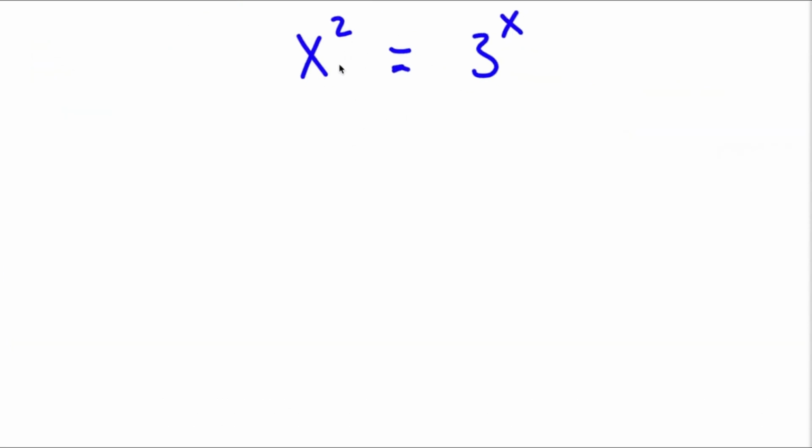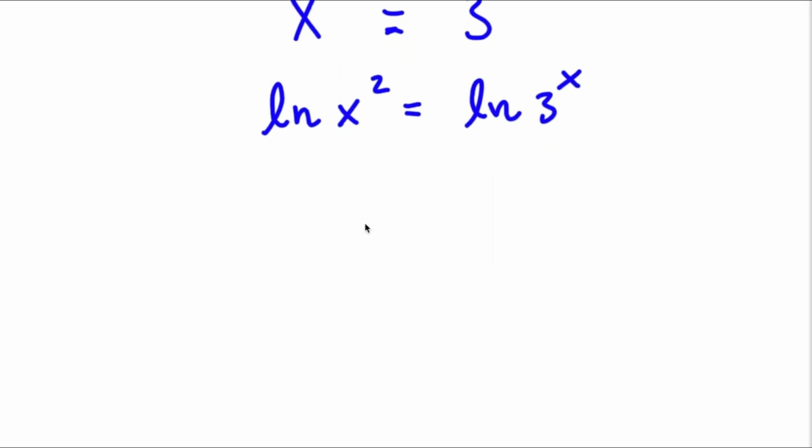Alright, so we have x to the power of 2 is equal to 3 to the power of x. Now the first thing I'm going to do is I'm going to take the ln on both sides. So now I have ln x to the power of 2 is equal to ln 3 to the power of x.